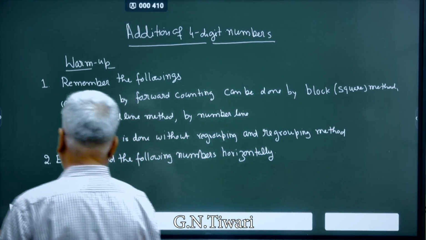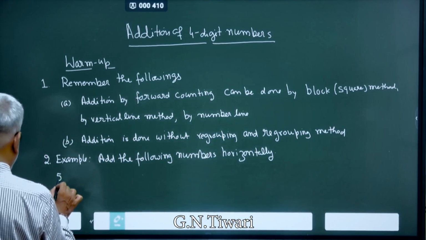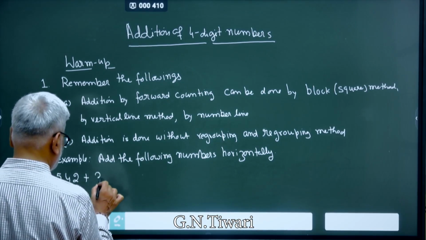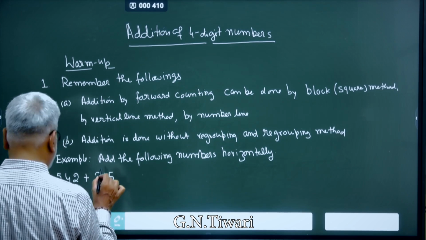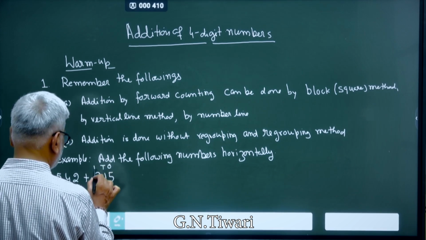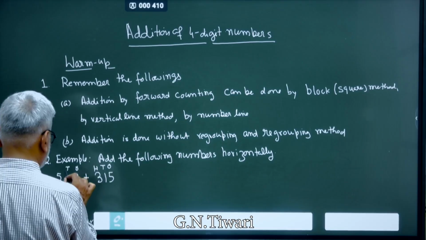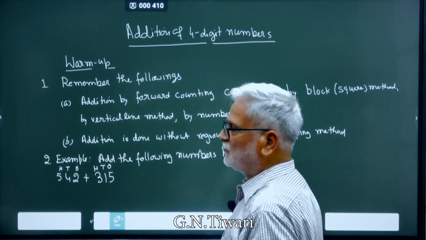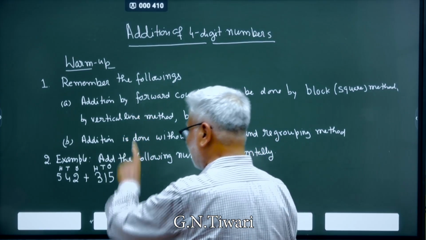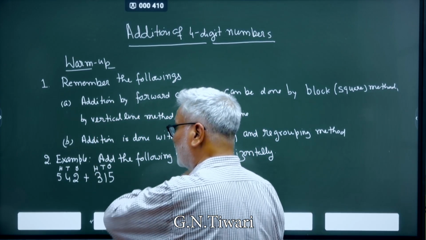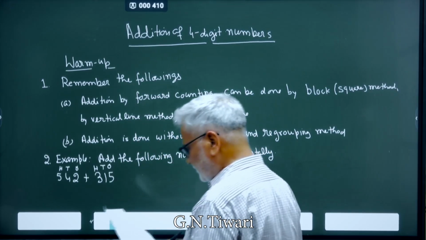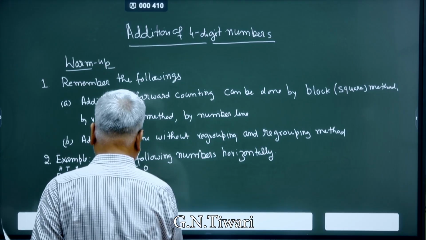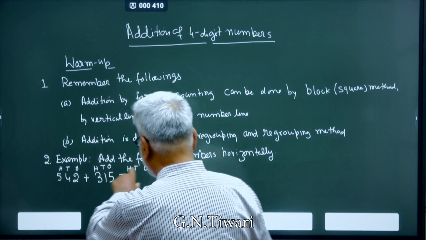What is this question? 542 plus 315, meaning H T O and H T O. Generally, the student should be given instruction to use ones first, tens second, and hundreds third. This is the order of the number. Now again write O T H, so we can write the results here.